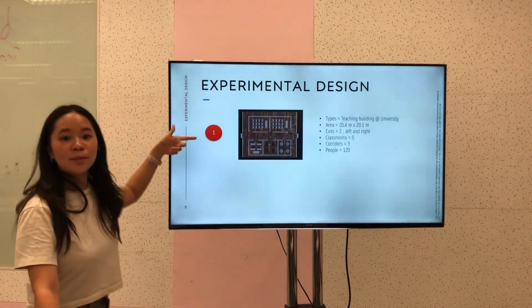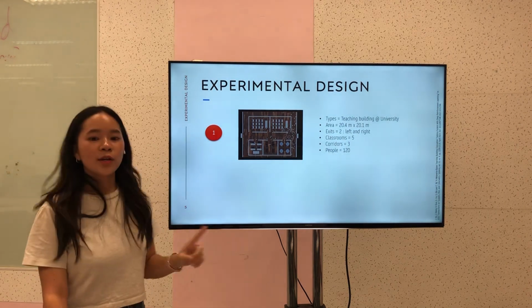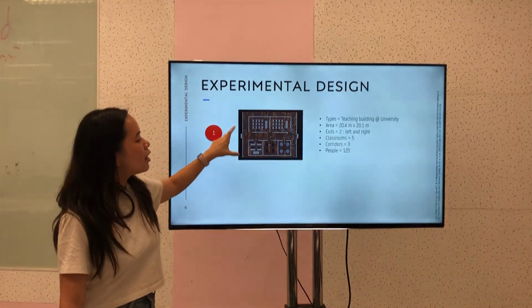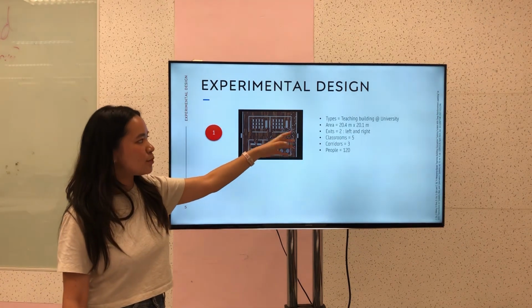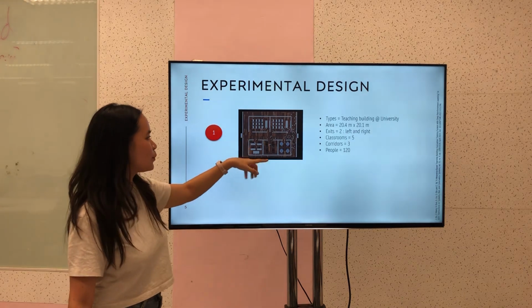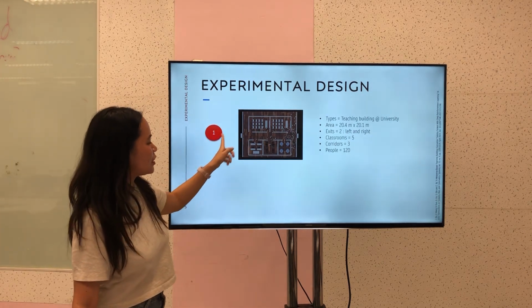Let's see the experimental design of this. The first one is the teaching building of the university system. We have 5 classrooms, 3 corridors, and 2 exits, left and right.